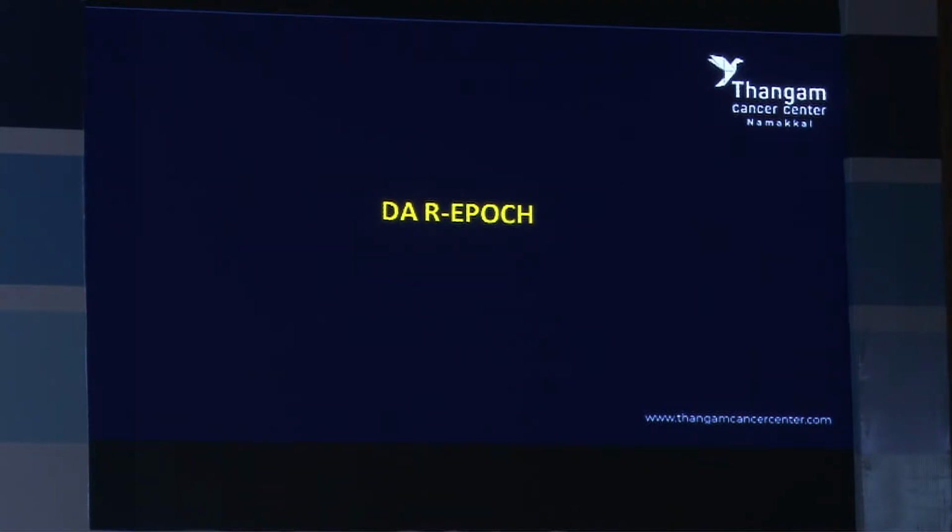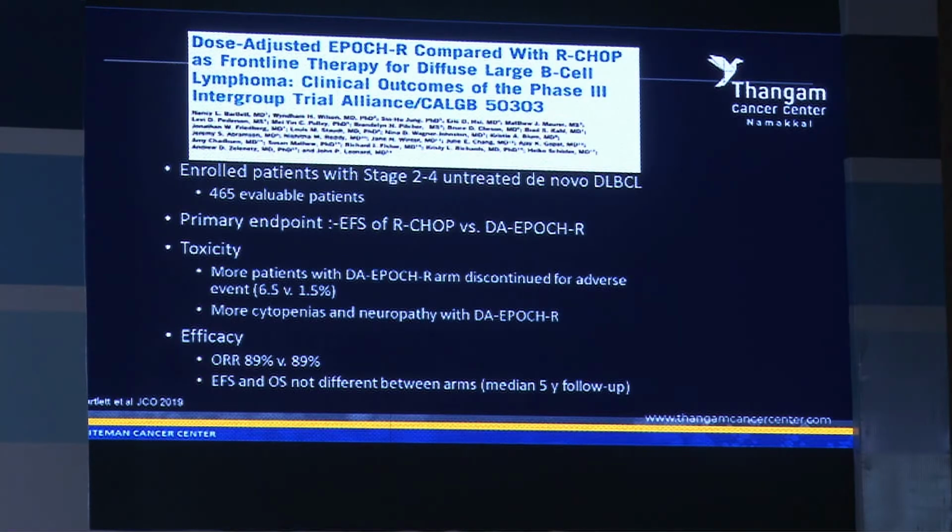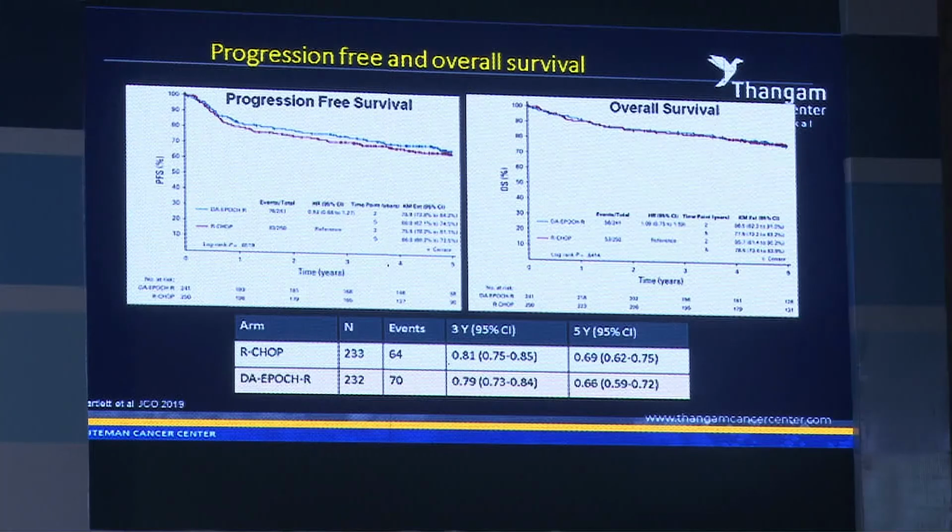What about dose-adjusted R-EPOCH? This is an intergroup trial, CALGB 50303, published in JCO in 2019. It enrolled stage 2 to 4 untreated de novo DLBCLs, 465 patients. Primary endpoint was EFS. More patients discontinued treatment on DA-R-EPOCH than on R-CHOP, and the progression-free survival and the overall survival were similar in both groups.